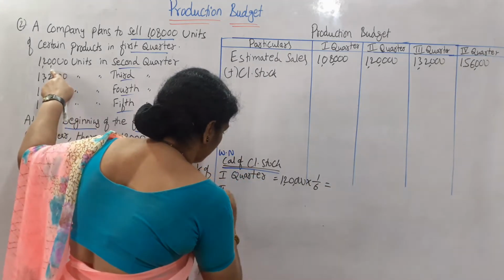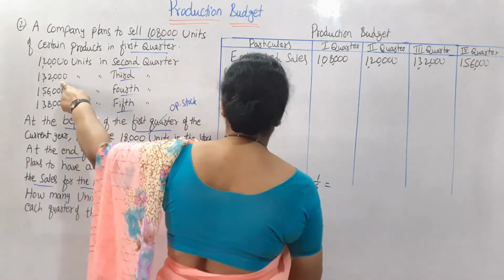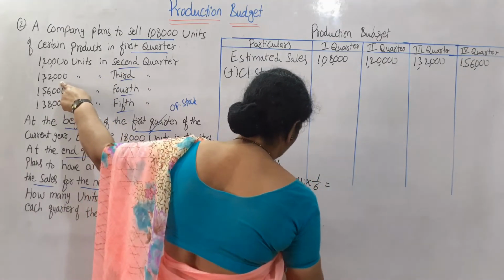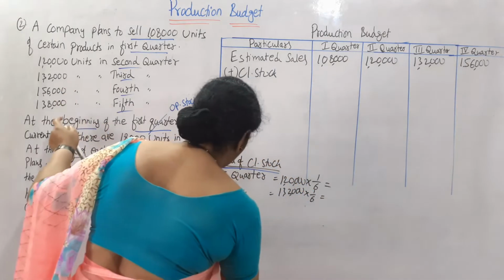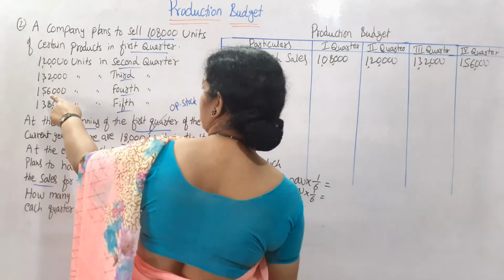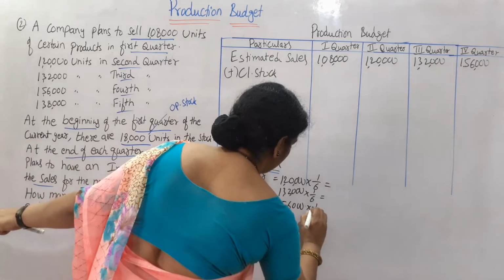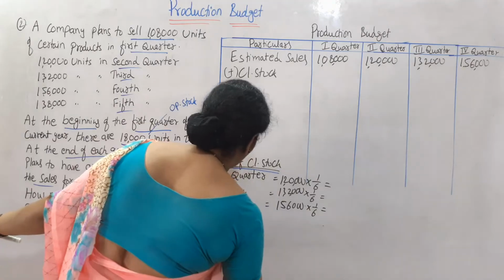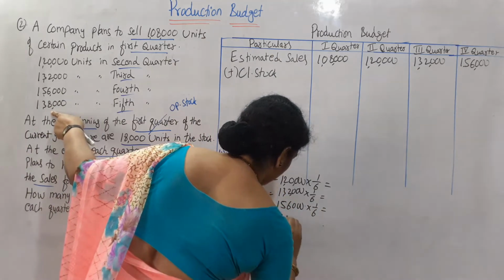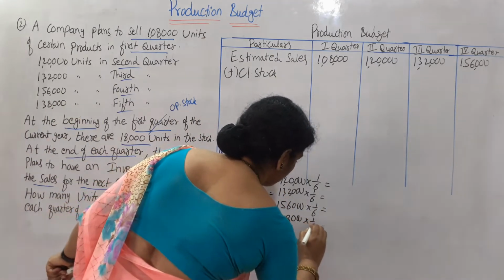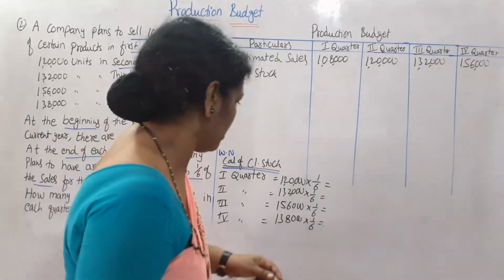In the same way, second quarter. Second quarter means this one. Second quarter will take next quarter's, that is 1,32,000 into 1/6. Next, third quarter. Third quarter means next quarter, that is 1,56,000 into 1/6. In the same way, fourth quarter. Fourth quarter means we'll take next quarter, means 1,38,000 into 1/6. If we calculate, we'll be getting the closing stock.